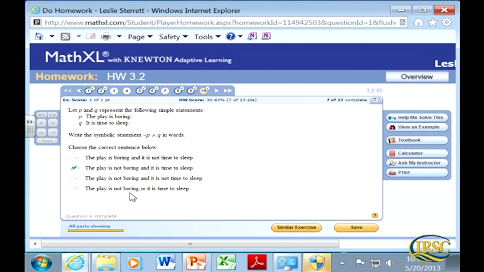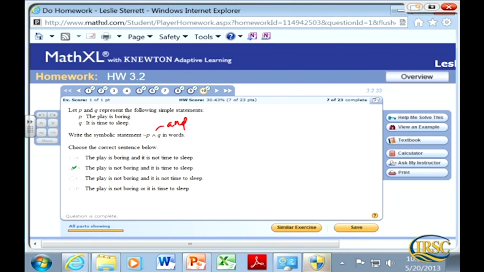Fantastic, good. The first thing when you're going from symbols to words, I'm betting a lot of you said in your head, oh, that's an and. And then you had to negate the P: the play is not boring. So here you had the right connector for and, and the keyword not in the correct simple statement. But remember the choice could have also been, the play is not boring, but it is time to sleep, because and can also be written with the word but, yet, or nevertheless.